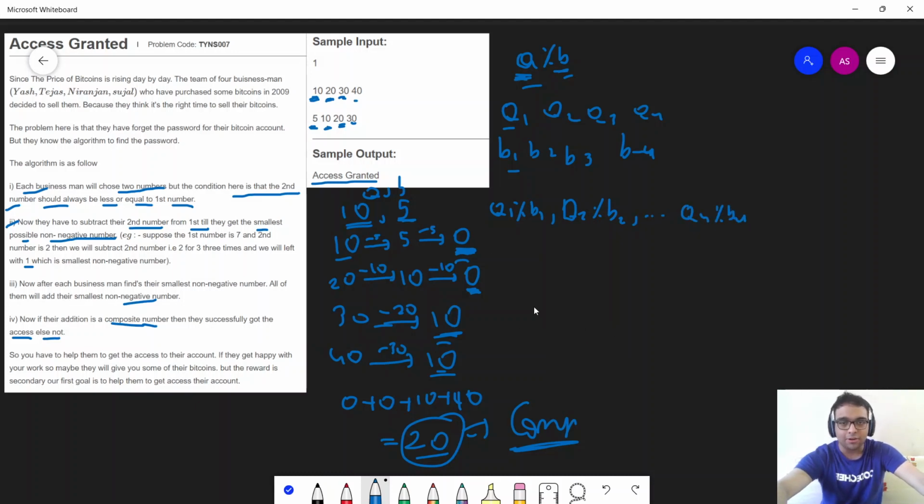And then, according to the question, I have to simply take the sum of these and check whether the resultant number is a composite number or a prime number. If it is a composite number, then they successfully got the access, otherwise they did not get the access. So this becomes the approach to solve this particular problem. Now, let us see how we can code this approach.